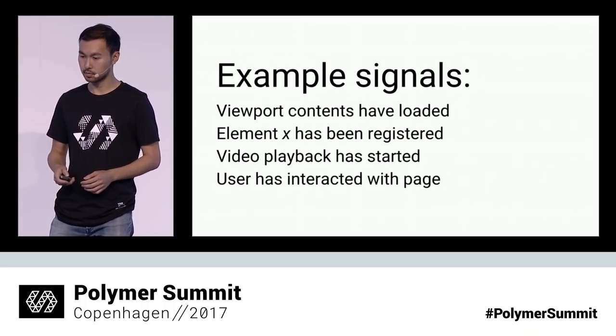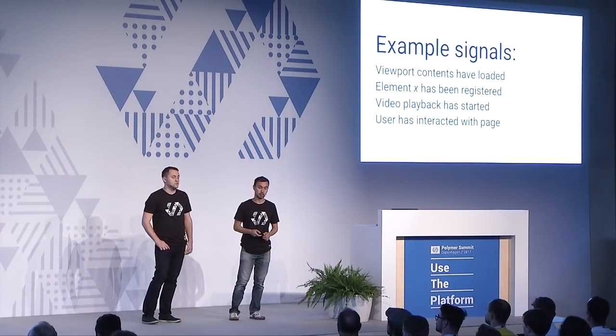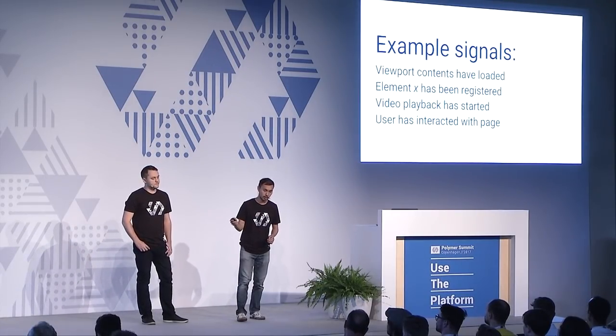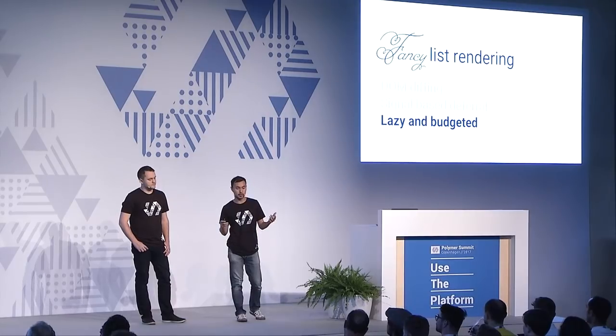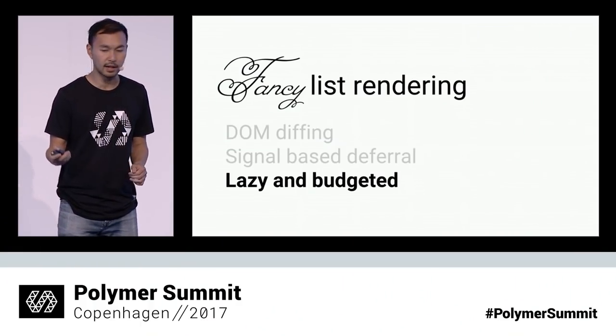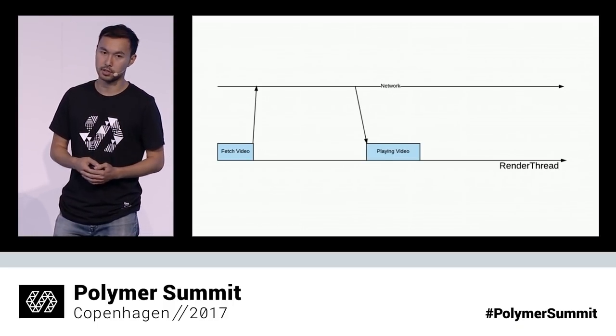That means that we can block some of the content rendering until we get a specific signal. To name a few, we can wait for the content in the viewport to appear, or we can wait for the video to start playback. As well as doing that, we also do lazy and budgeted rendering. To explain that, I have a simplified view of how the render thread works.